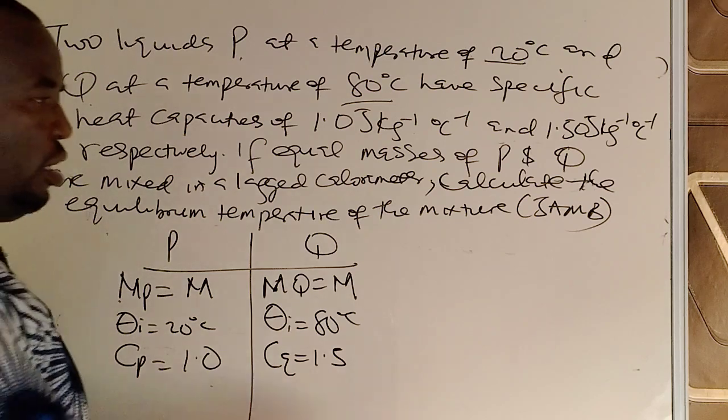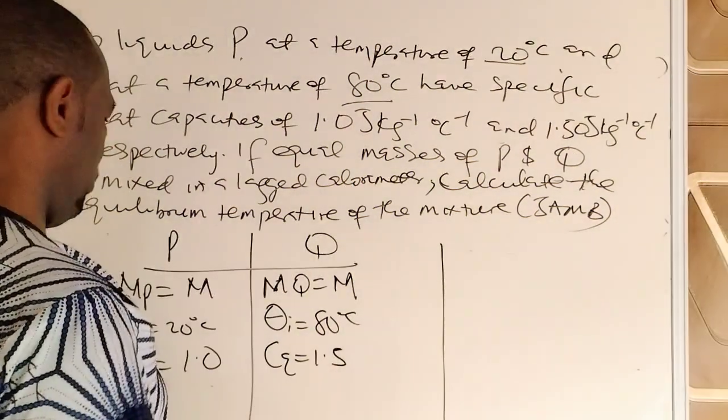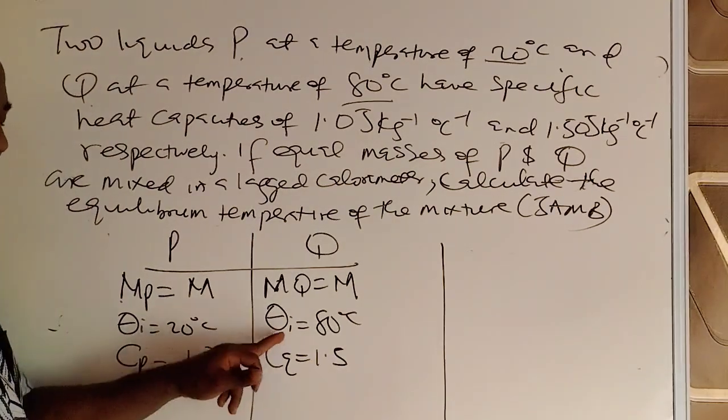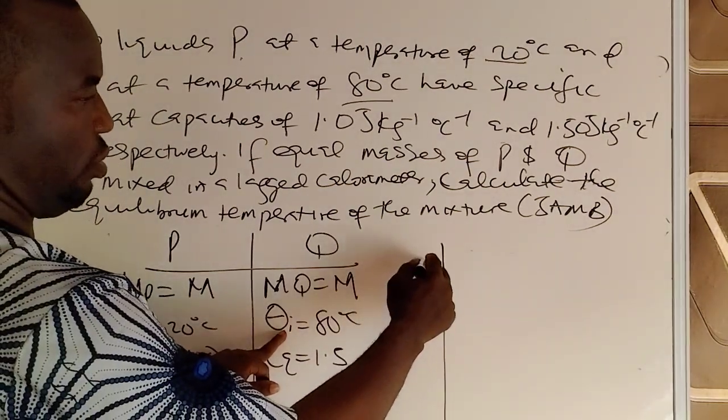So we have to sketch a curve here to observe what is happening. You see that Q is at a higher temperature, at 80. So this is our Q.